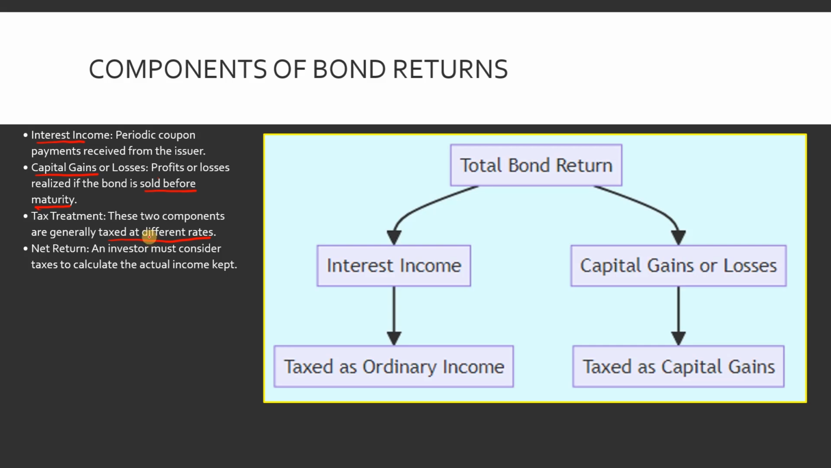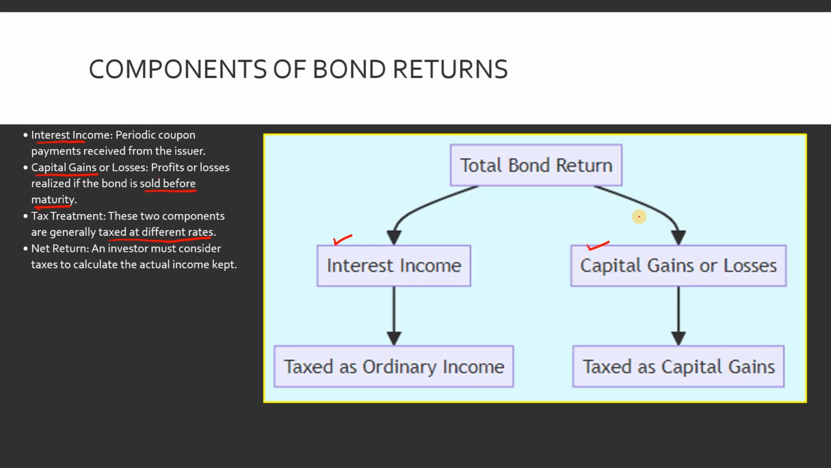As the slide illustrates, we must analyze interest income and capital gains or losses separately. Because of their different tax treatments, calculating the net return is the most important step in evaluating a bond. As a trainer, I always tell my students, a bond with a high interest rate might look attractive, but if the tax on that interest is significantly higher than the tax on capital gains, you might actually be better off with a lower coupon bond that has more potential for price appreciation.